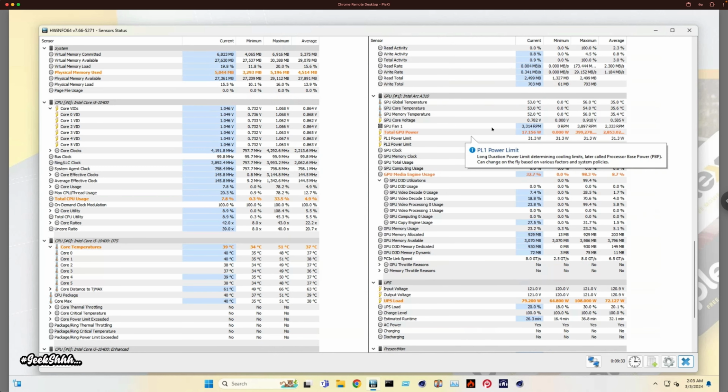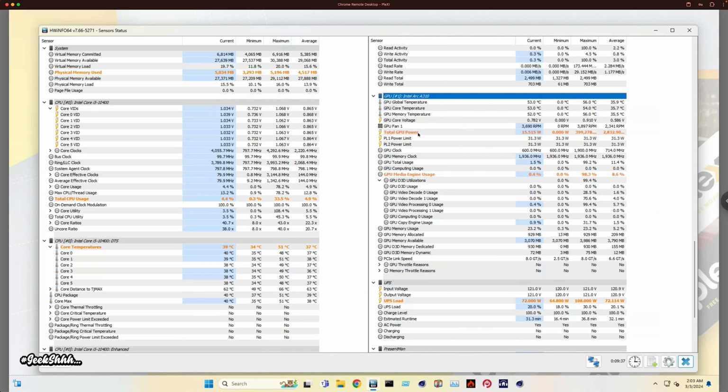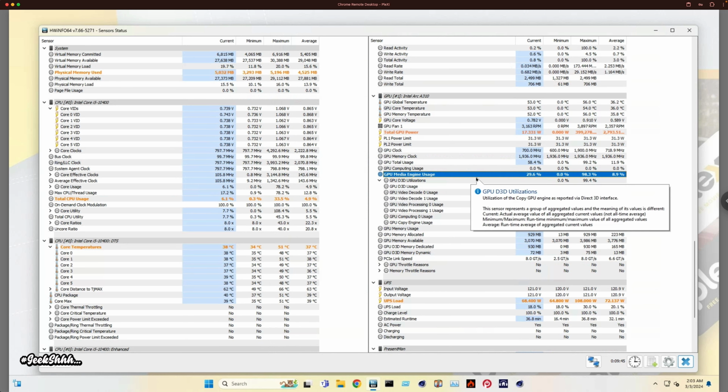Let's go ahead down to it. All right, there we go. The GPU, here go the A310. The GPU power is about 15 watts and it's doing 22%, hovering around 20%, jumping around. So that's what it's doing right now.